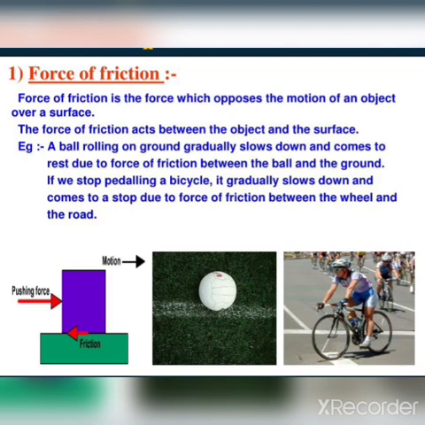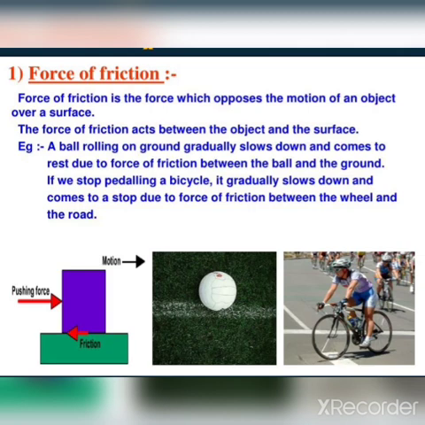What do you mean by friction or a force of friction? It is a force which opposes the motion of an object over a surface. The force of friction acts between the object and the surface. So it is a contact force, as you have learned in your last chapter.